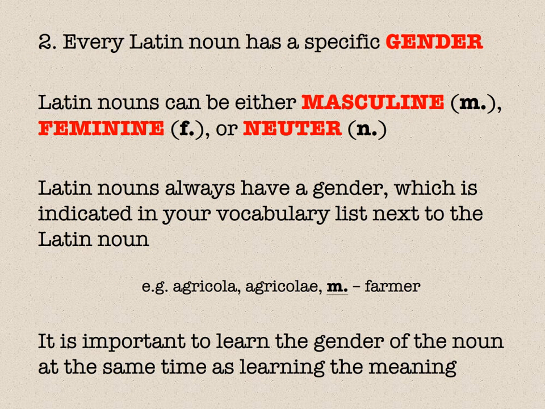The next thing we need to be concerned with is that every Latin noun has a specific gender. Latin nouns can be one of 3 genders: masculine, feminine, or neuter. When you see them in the vocab list in the book, you'll notice that they always have the gender marked next to them. So with the vocab entry from the first chapter, agricola, agricolae, M, farmer, the M indicates that the word is masculine. And like I said before, it's really important to learn the gender of the noun at the same time as learning the meaning. It will make understanding the text so much easier.